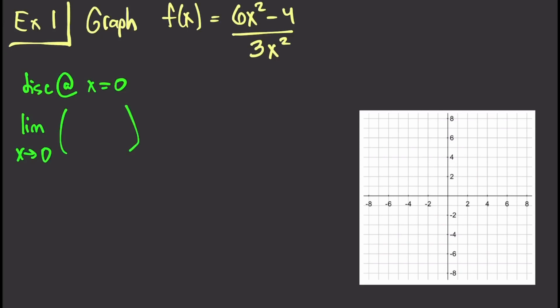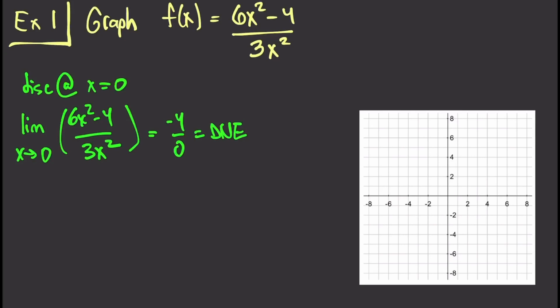Now, I know direct substitution is not going to work, so what I'm going to try and do next is factor this expression. Well, I can't factor this. 6x squared minus 4 doesn't factor. I could take out a GCF of a 2, but that's not really going to do anything for me. So I have to use that expression. And when I plug in a 0, I'm going to end up with a 0 in the denominator. So this is going to end up being negative 4 over 0, which means that limit does not exist.